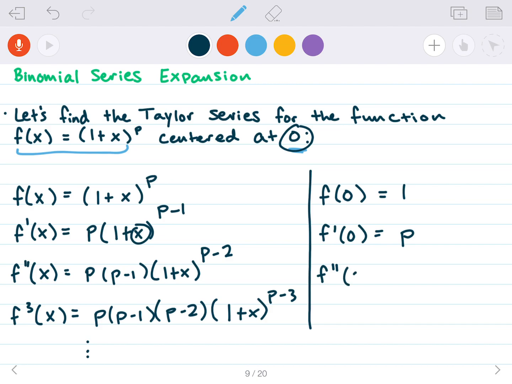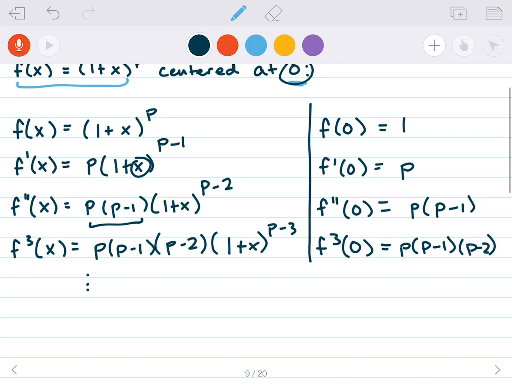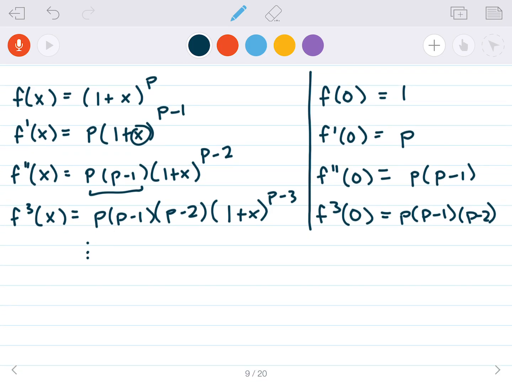F double prime of 0. Again, just plugging in 0 for x. 1 to any power is 1, and 1 times p minus 1, well, that's just p times p minus 1. And finally, if I plug 0 into the third derivative, I get p times p minus 1 times p minus 2. All right, so let's go ahead and write out our Taylor series expansion at this point.